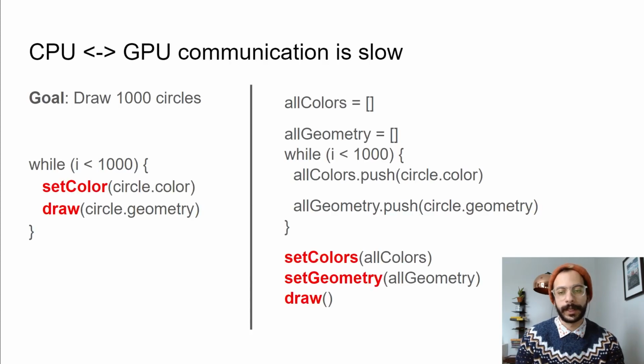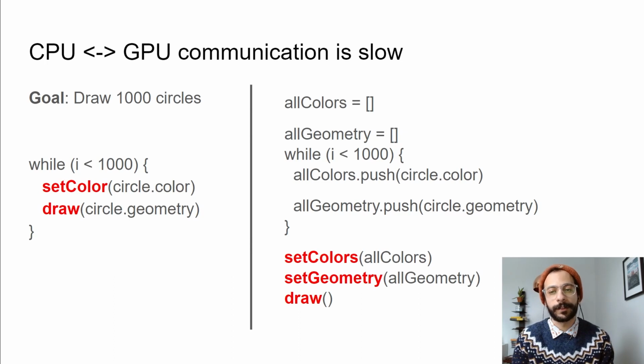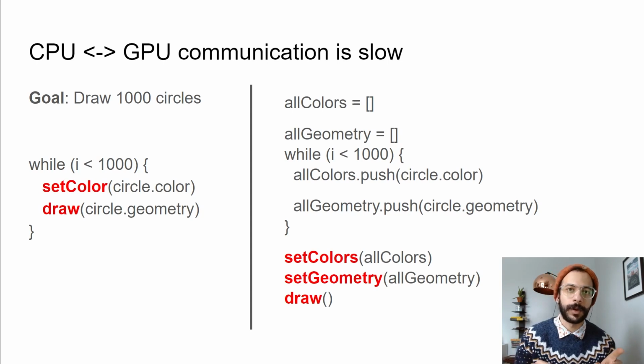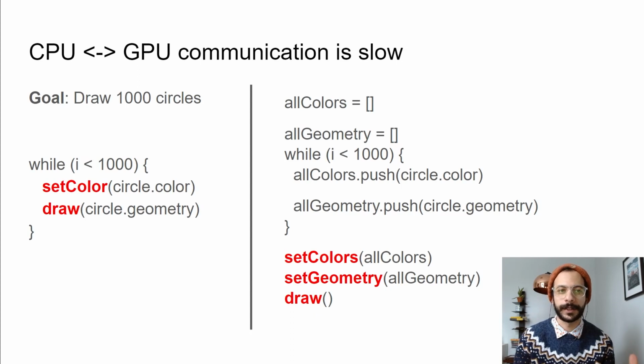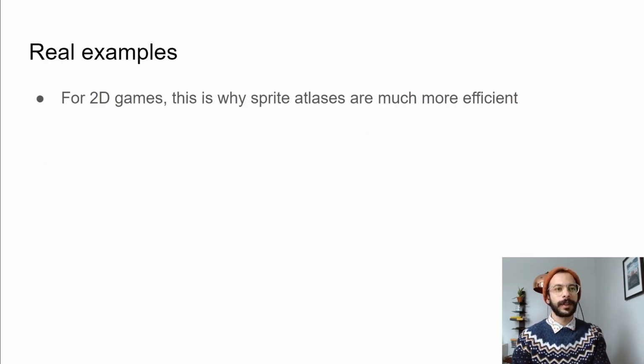So in this example, the circles may be moving every frame. They may all have different colors or different positions every frame. That's fine. But I wouldn't want to keep sending every single circle to the GPU, because that will be very slow, especially as you get a lot of circles. And it's not that the GPU can't draw these things. It's that we're just waiting, waiting in between the wires that connect the CPU and the GPU.